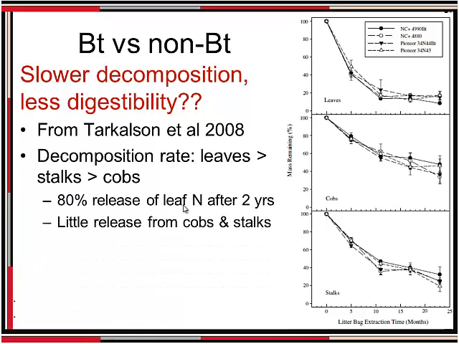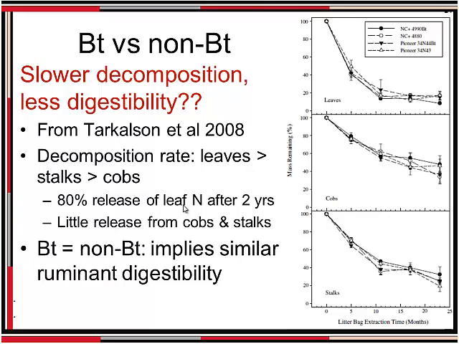And what he found, as we might guess, is that of course the plant part makes a difference. The leaves decompose more quickly than the stalks, and the stalks more quickly than the cobs. With the leaves, he found that 80% of the nitrogen was released after 2 years, whereas with the cobs and stalks, after 2 years, there wasn't much released yet. It was still tied up in the organic material.